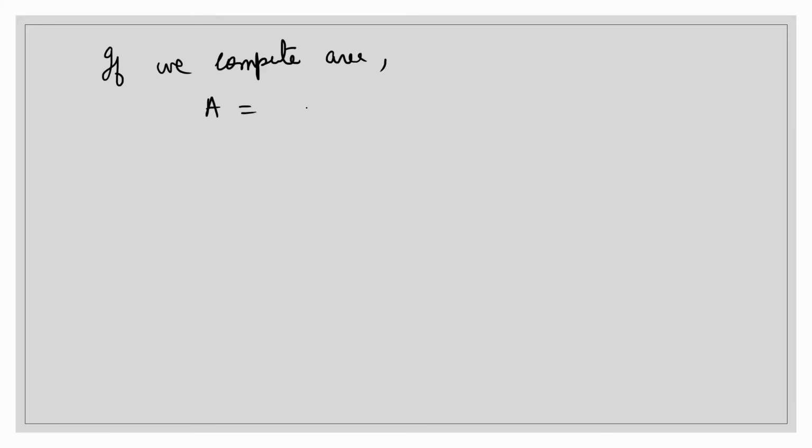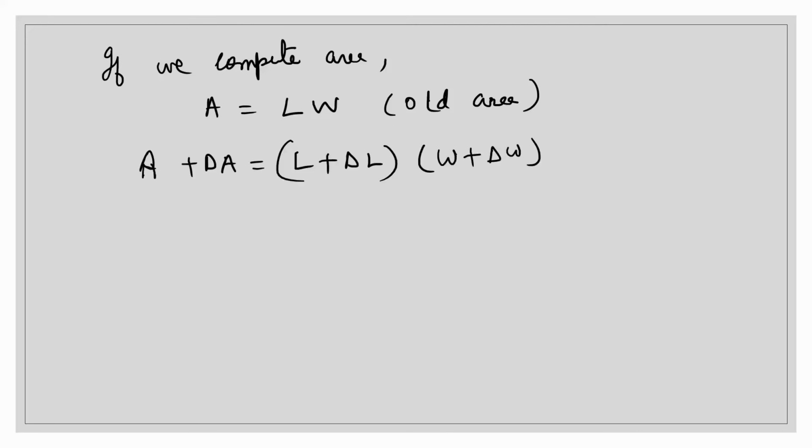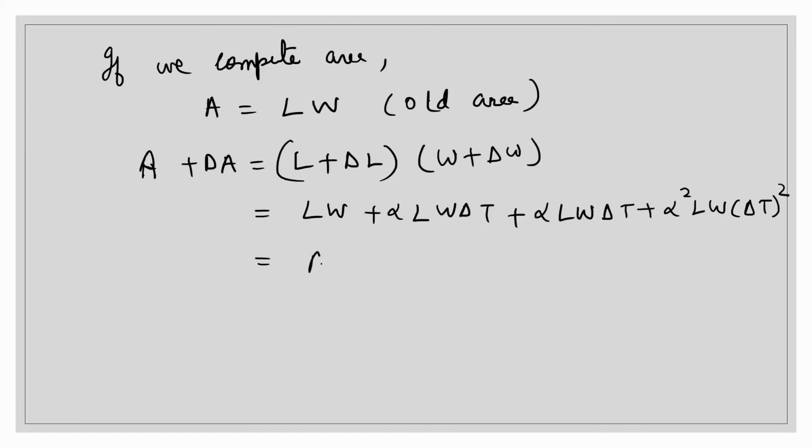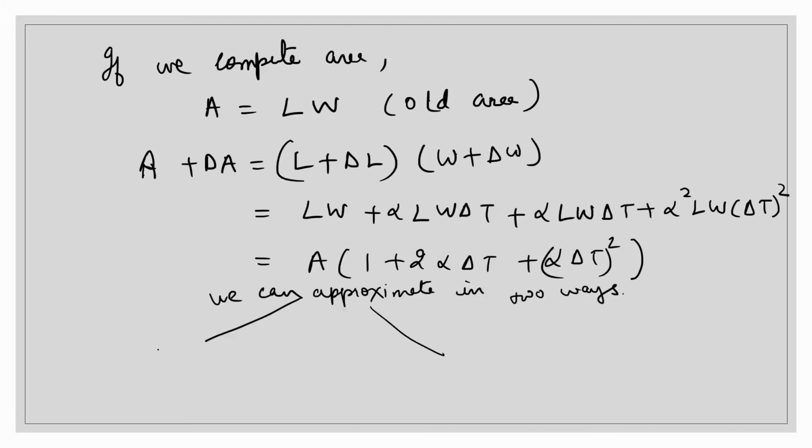So if I write the old area, this will be L into W, and the new area will be A plus delta A. Now if I multiply out each term, I will get A into 1 plus 2 alpha delta T plus alpha delta T whole square. Now we can approximate this in two ways. What is the first way? I can write A plus delta A as A into 1 plus alpha delta T whole square.